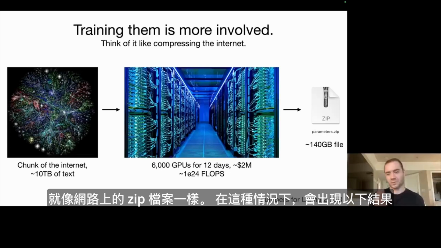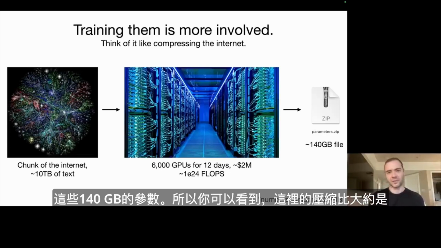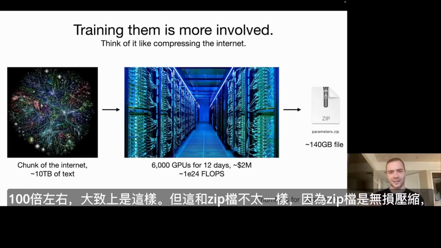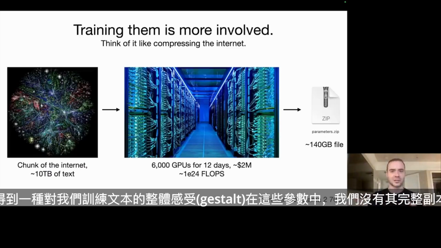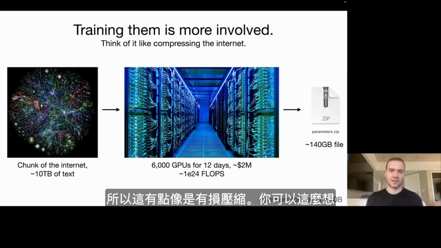In this case, what would come out are these parameters, 140 gigabytes. So you can see that the compression ratio here is roughly 100x, roughly speaking. But this is not exactly a zip file, because a zip file is lossless compression. What's happening here is a lossy compression. We're just getting a kind of gestalt of the text that we trained on. We don't have an identical copy of it in these parameters. So it's kind of like a lossy compression. You can think about it that way.